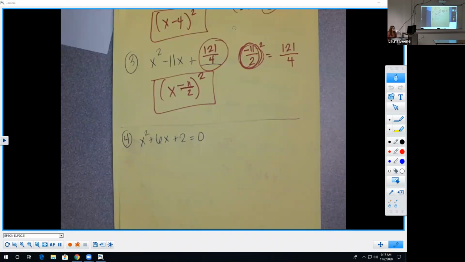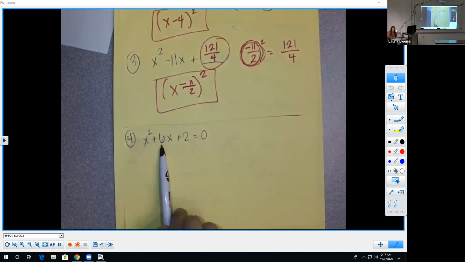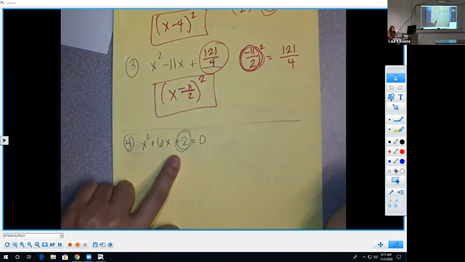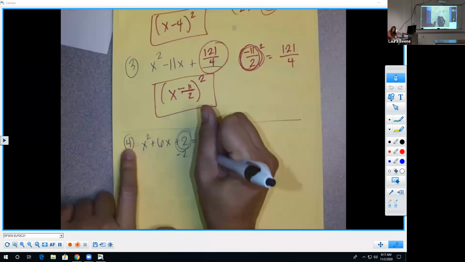The first thing you have to do is notice there's not a blank here. We need to make a place for our blank. Our blank usually goes after the x squared and the x. So x squared plus 6x, this plus 2, I need to move to the other side. How am I going to move to the other side to get it out of the way? Subtract 2 from both sides.